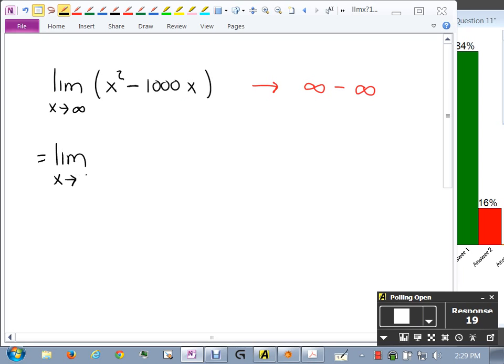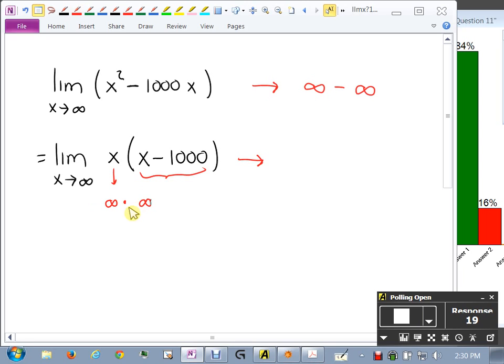Greatest common factor is what? X. Factor out an X, you get X minus what? 1,000, right? Now, you no longer have infinity minus infinity. You have what? You have an infinity out front. This time, times this whole thing in here is infinity take away 1,000, which is still infinite, isn't it?